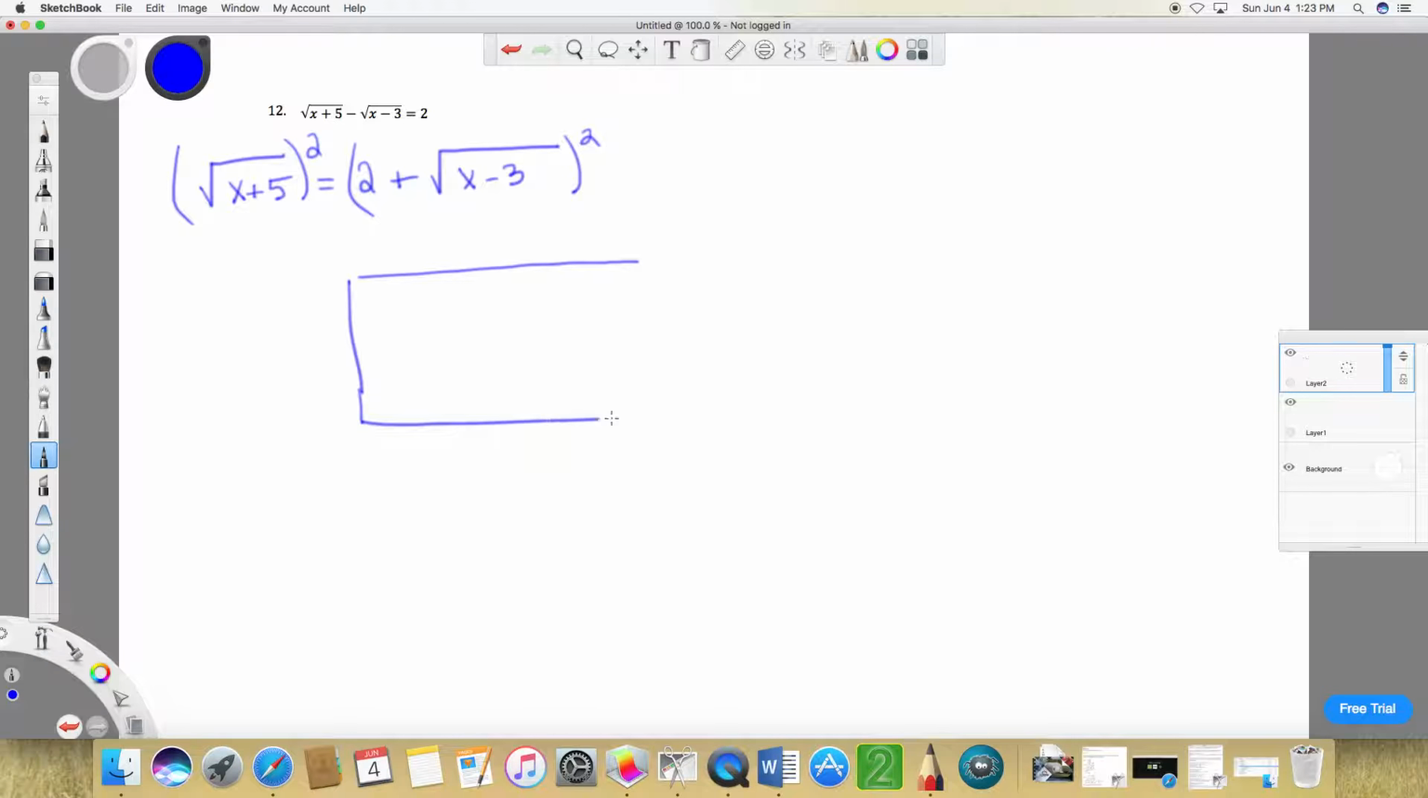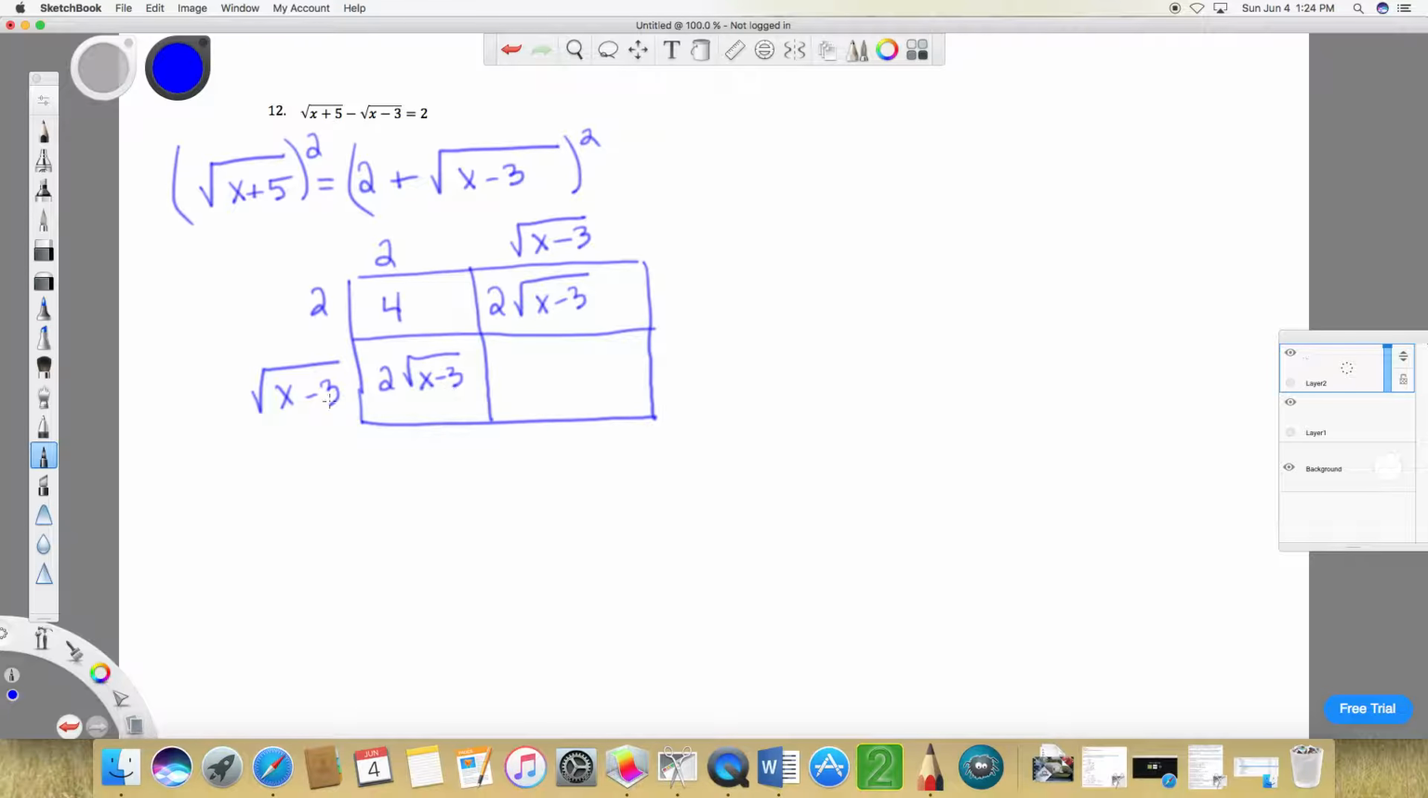So what do we have? Well, 2 times 2 is 4. 2 times this radical is just 2 radical x minus 3, and so is this term. And when you have a radical and you multiply it by itself, the radical goes away, we have x minus 3. So now on the left-hand side, I have just x plus 5.